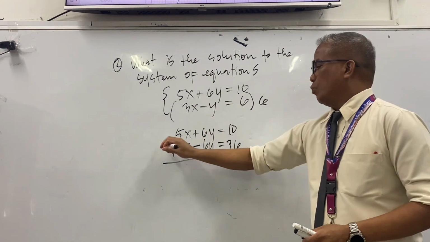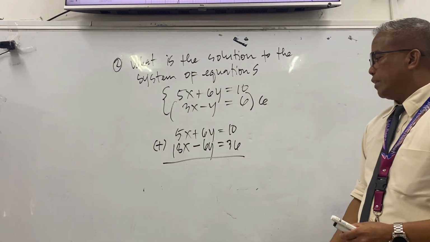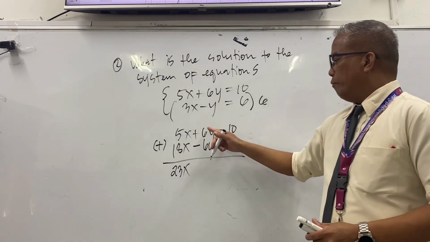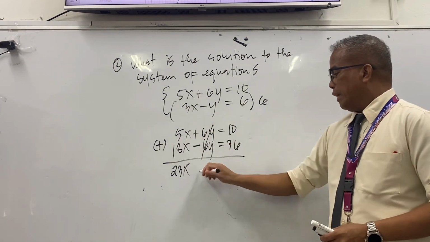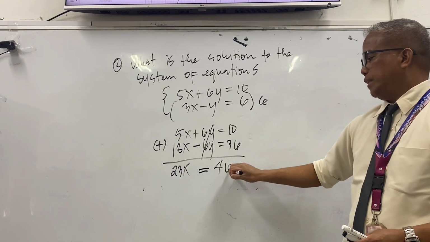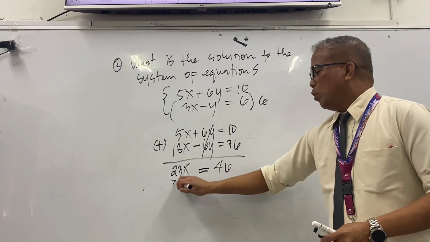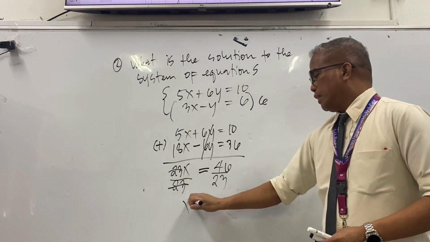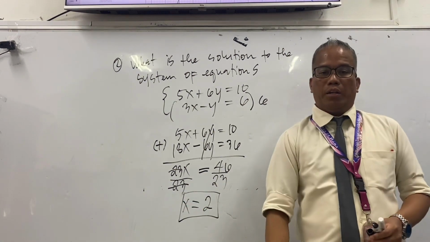So look at this. The numerical coefficients of y are 6 and negative 6, so to eliminate this, we can use addition. 5x plus 18x equals 23x. Then positive 6y plus negative 6y will become 0, and 10 plus 36 equals 46. Then 23x equals 46. Divide both sides by 23. Cancel the 23, x equals 2. So this is now the value of x.